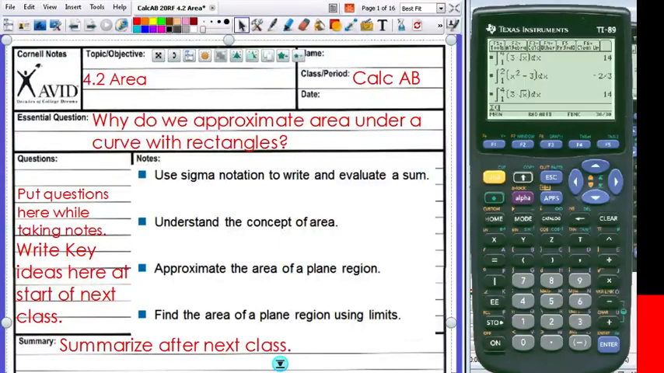Welcome, Calculus AB. This is section 4.2, area. The essential question is, why do we approximate area under a curve with rectangles?